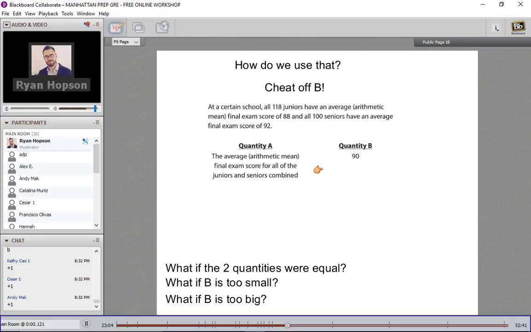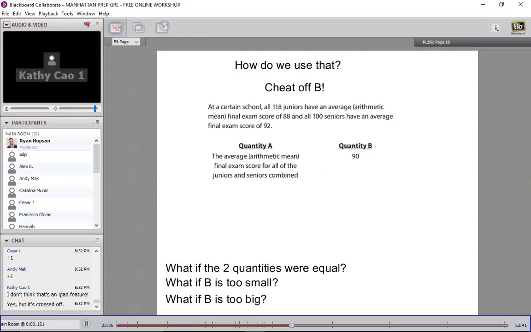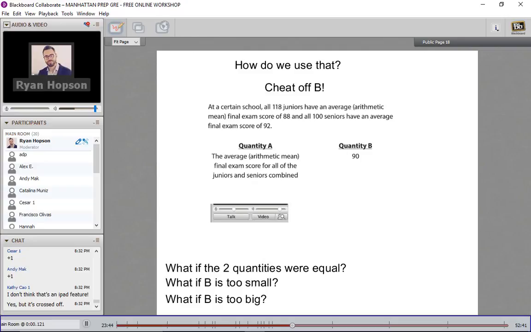Does your tablet have a mic, Kathy? Shoot. I know that it is on the iPhone version. No, maybe you're right about that on the iPad. Oh, that's too bad. That's okay. Caesar, would you do me a favor? Grab the microphone. Talk me through how you solved this. Doesn't seem to be working for Caesar either.